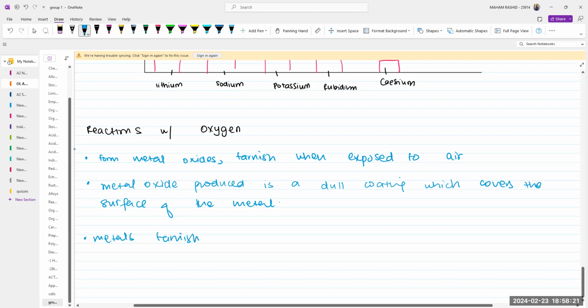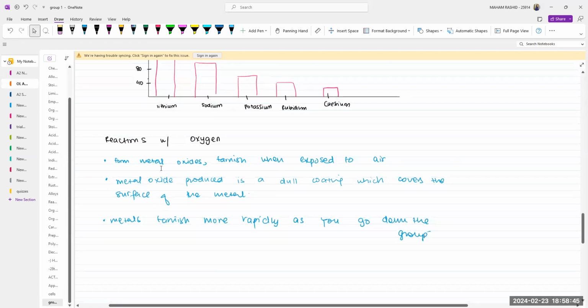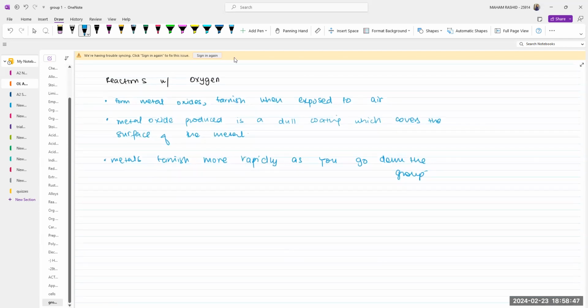Metals tarnish more rapidly as you go down the group. Why do they tarnish more rapidly? Because we just discussed that going down the group, the reactivity increases. Metals tarnish more rapidly as you go down the group. So I'm going to make a little table here.